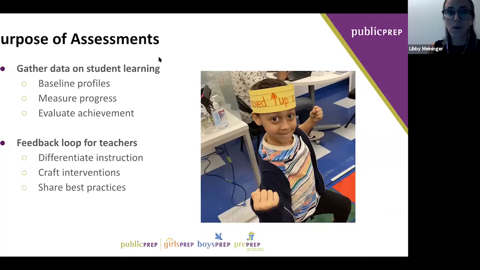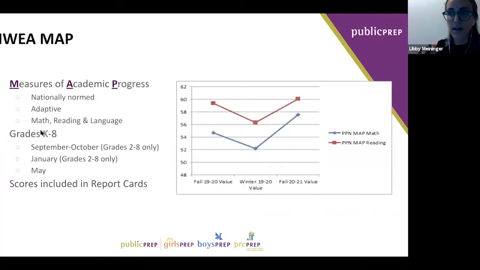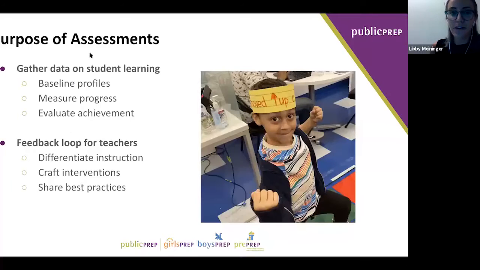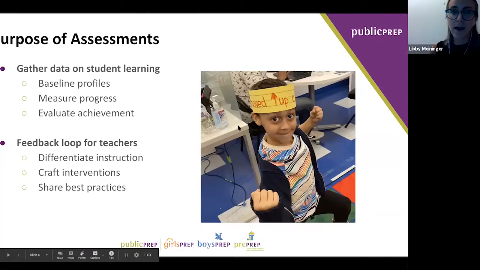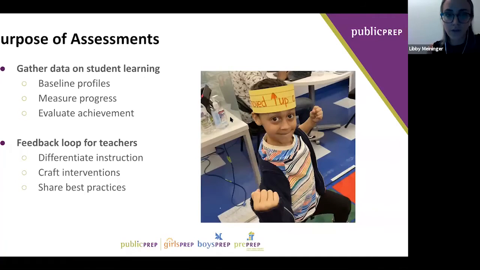So I will talk a bit more about gathering data on student learning, and then Jill will talk about how we use that feedback. Through our assessments, we're able to get a baseline, so we figure out what each student's academic level is at the beginning of the year so that we know our starting point. And then of course we measure progress. We want to see what our students are learning and how they're growing over the school year. And then we do, of course, evaluate achievement.